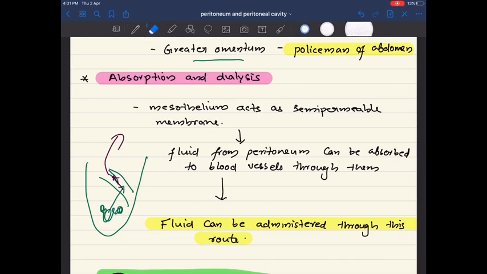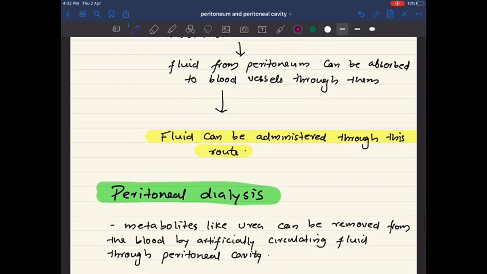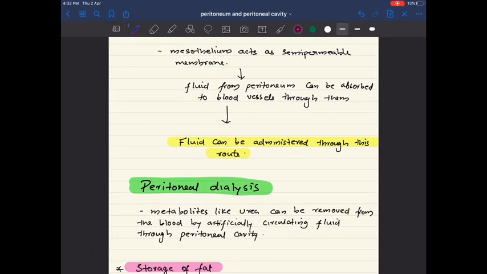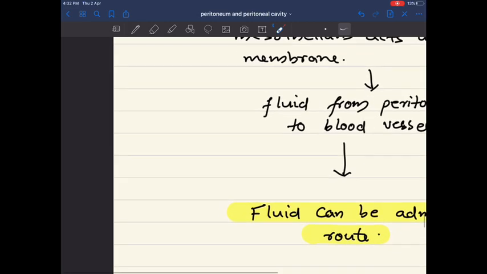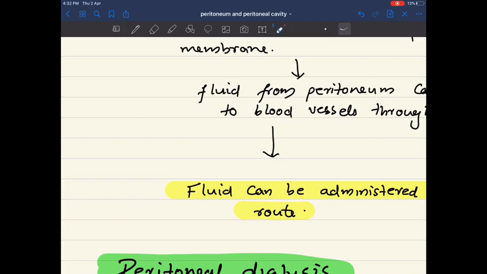So in that case, fluid can be administered through this route. For example, how are we usually administering fluid? Through IV only, right? In your hand you put an IV line and fluid is injected into your body. But in some extreme cases, if you don't have any other way, you can give this fluid through your abdomen. When fluid enters the peritoneal cavity, it will be reabsorbed by the peritoneum into our circulatory system.